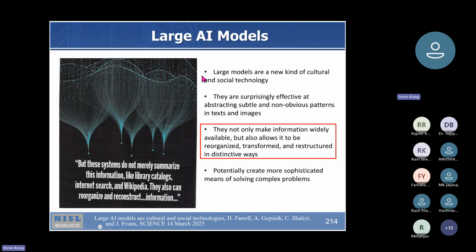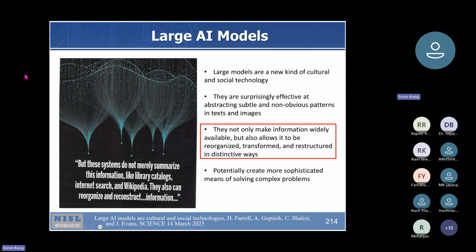Now, why is AI doing so much better? Large language models, large AI models, are very interesting. These systems do not merely summarize information like library catalogs, internet search, and Wikipedia. They can also reorganize and reconstruct the information. That's the generative AI type of thing. They not only make information widely available, but also allow it to be reorganized, transformed, and reconstructed in distinctive ways. That's how they can even outperform human beings.